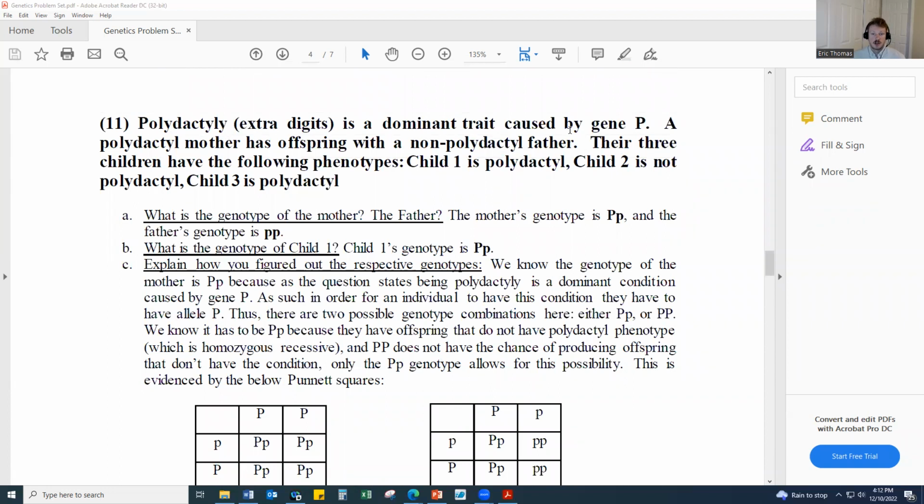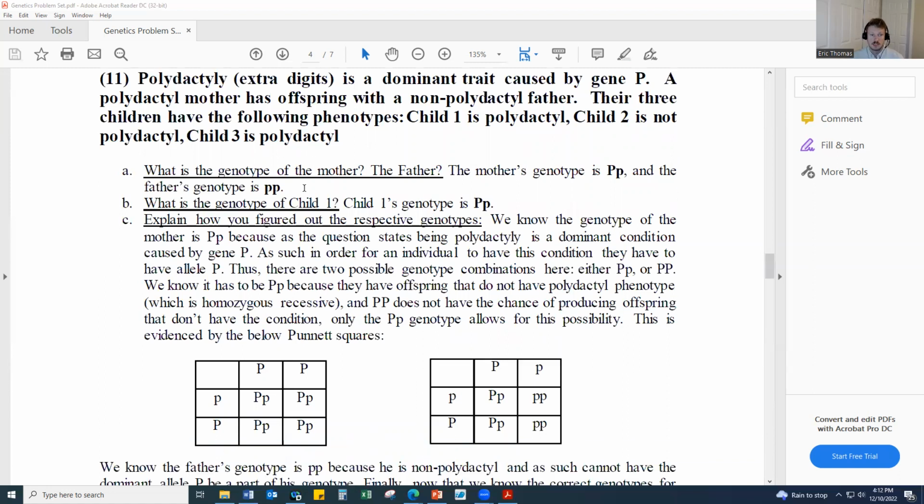Polydactyl is a dominant trait caused by gene P. A polydactyl mother has offspring with a non-polydactyl father. Their 3 children have the following phenotypes. Child 1 is polydactyl, child 2 is not polydactyl, and child 3 is polydactyl. So this is the information given to us in the question, and then here is what they want us to answer. And so here I've gone ahead and answered it.